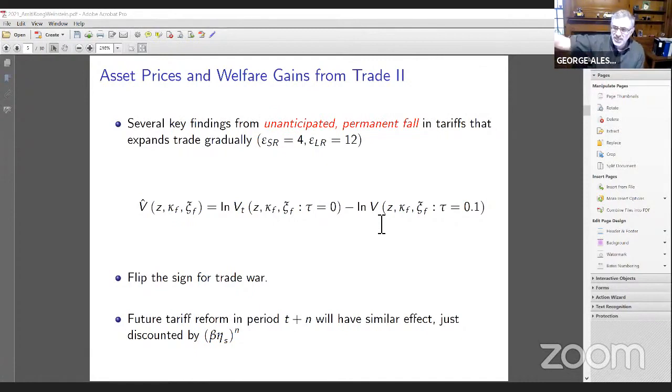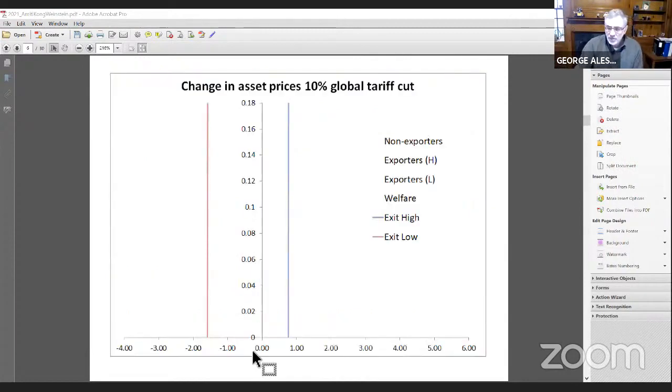If you want to think about a future tariff reform, you're going to scale these responses down by the discount factor and the survival rate. That's what this says. Okay. So most of my time is up now, I guess.